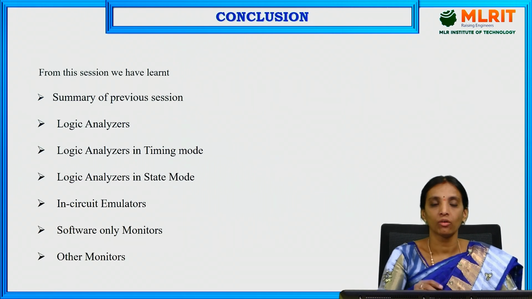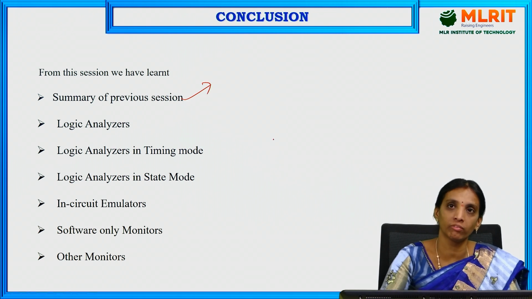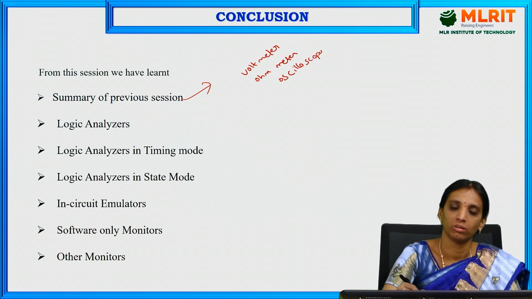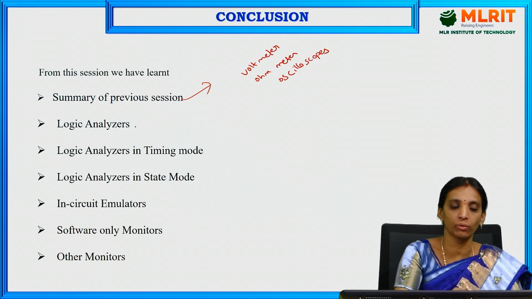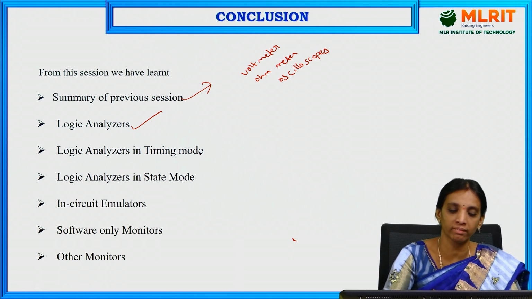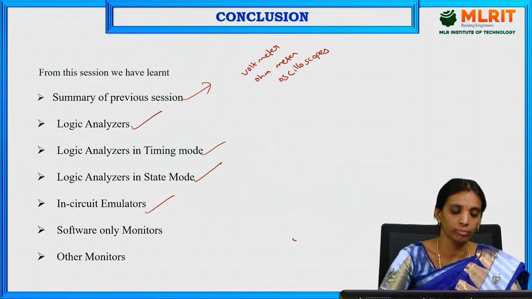These are the topics covered in the present session. In this session we covered a summary of the previous session. In the previous session we discussed laboratory tools like the voltmeter, ohmmeter and oscilloscope. In the present session we discussed logic analyzers and how we can use them in two different modes, timing mode and state mode, what the advantages and applications of those modes are, and in-circuit emulators, software-only monitors and other monitors.